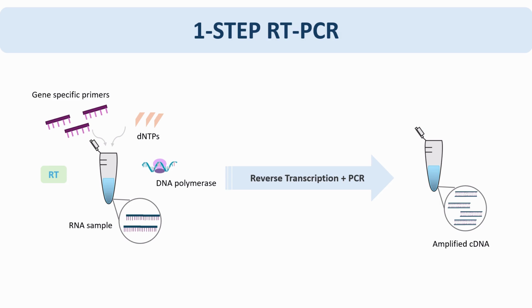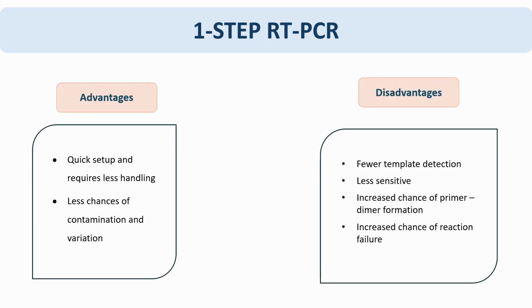It also has a disadvantage, as fewer templates per reaction mixture can be detected due to multiple chemicals in a single reaction tube. It is also less sensitive and there is an increased chance of primer-dimer and the non-specific binding. Moreover, the chances of reaction failures are comparatively high.